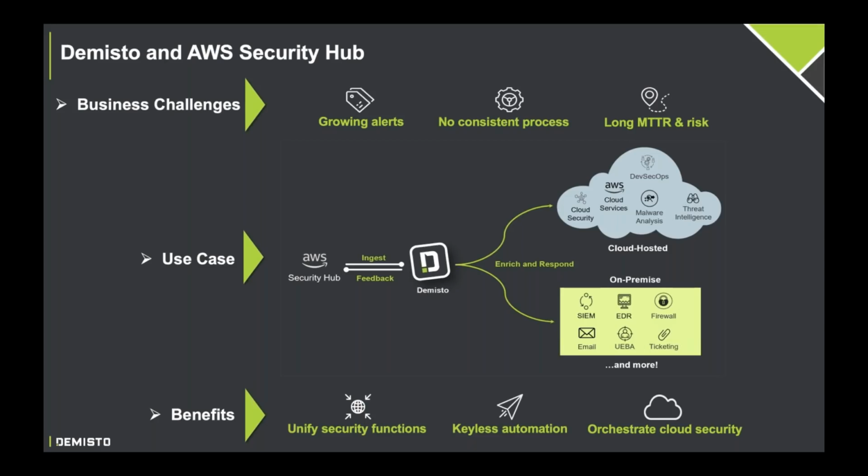Given that we already integrate with many of the other AWS services such as EC2, GuardDuty, IAM, etc., the core point here is that we can address many security response use cases with Demisto, ingesting alerts from the AWS Security Hub and responding across the cloud infrastructure as well as on-prem. And this really helps in orchestrating responses across different cloud infrastructures if you have a truly hybrid cloud environment.